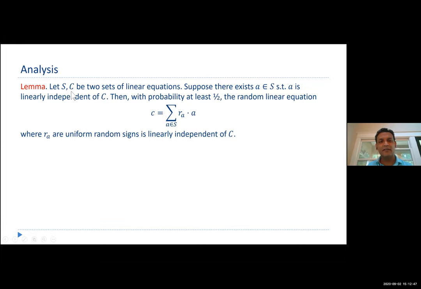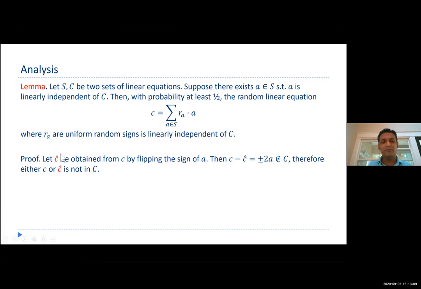Okay, so the analysis is based on the following very simple lemma. Suppose I have two sets of linear equations, S and C. And suppose there is an equation in S which is linearly independent of everything in C. Then the claim is that with probability half, this random linear combination is linearly independent of C. So if there is even one, then a random linear combination is linearly independent of the entire set.